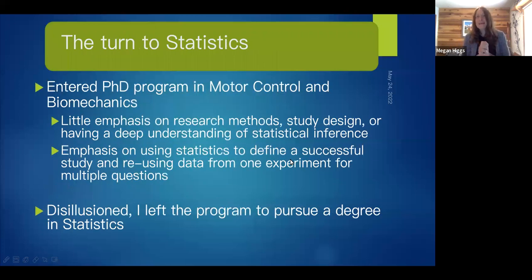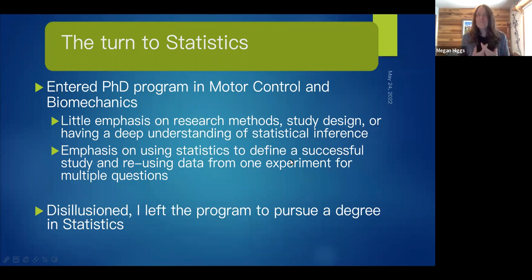So I think a key point in my history, I'm not sure if it was a left or a right turn, but a sharp turn came when I entered a PhD program in motor control and biomechanics. This was one of the top programs in the nation at the time. I was super excited. I had this extremely romantic vision of what research was, and I was going to be in my lab all the time and really learn how to do great research. And I really was focused on the philosophical part of the PhD. I really thought I was going to get that piece.